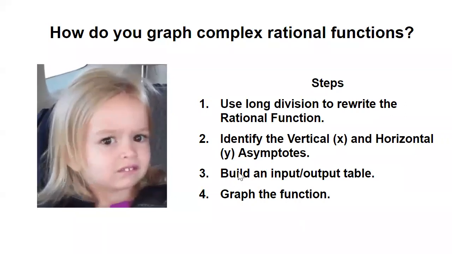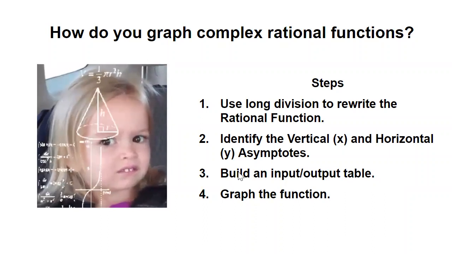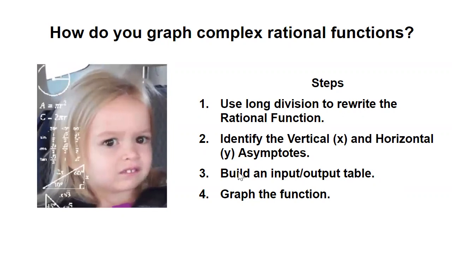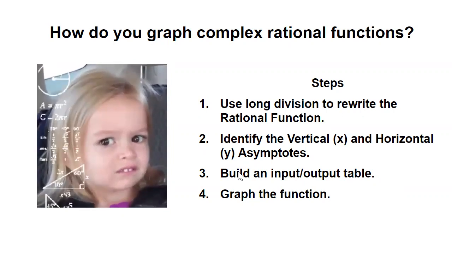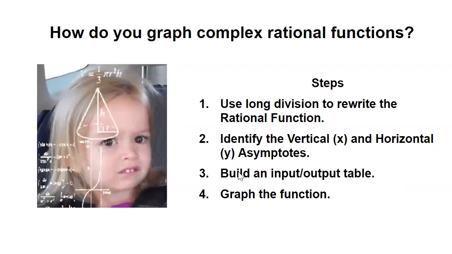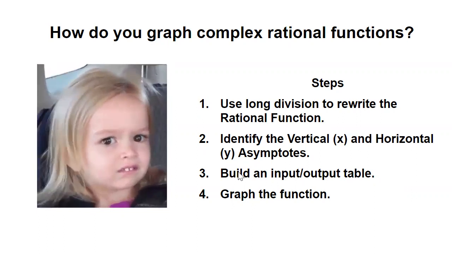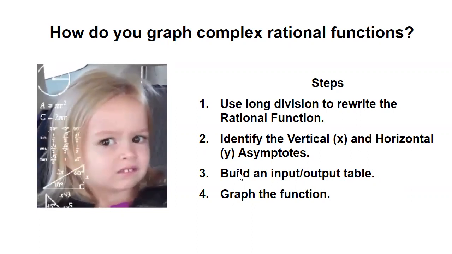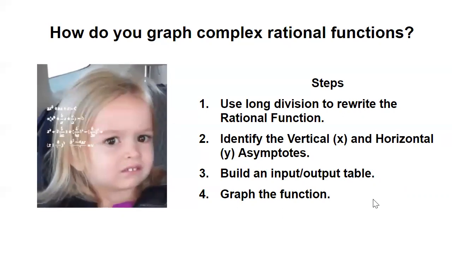We're going to build our input-output table. You guys remember how we did that lesson? Our input-output table, remember we had the vertical asymptote, and we got one value on the right and one value on the left. And then we did our input-output. Once we were able to get our values, we do our graph. Okay, ready for our first example?